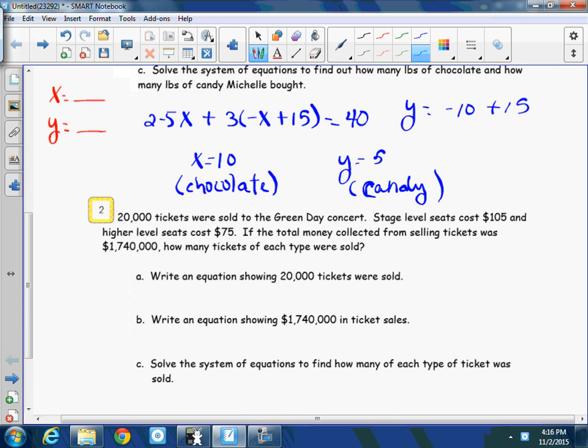All right, the next one. 20,000 tickets were sold to the Green Day concert. Stage level seats cost 105 and high level seats cost 75.